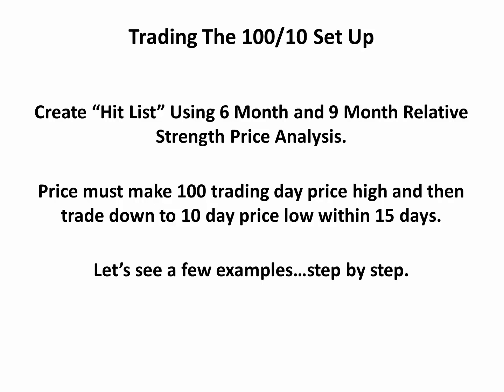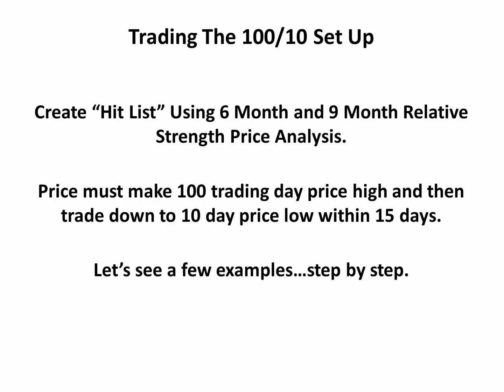And I highly advise you to select your hit list using the 6 and 9 month relative strength levels, since you want only the strongest stocks if you are trading the strategy to the long side, or of course the weakest stocks if you want to trade to the short side. Once you select the strongest stocks using the 6 and 9 month relative strength analysis, you would wait for the price of the stock to trade up to the 100-day price high and then make a 10 trading day price low within the next 15 trading days.